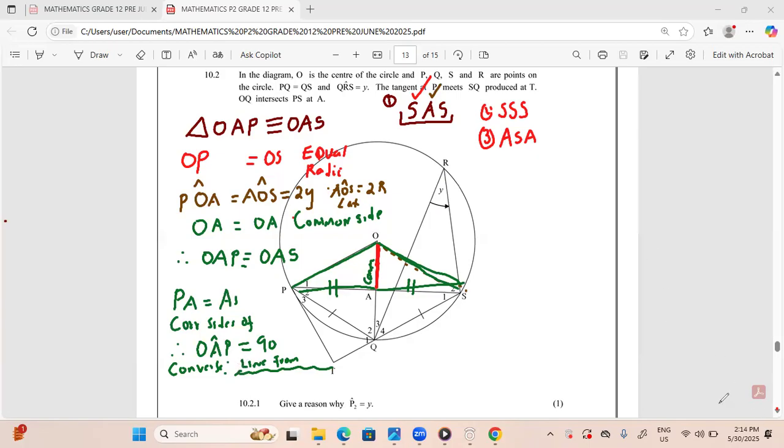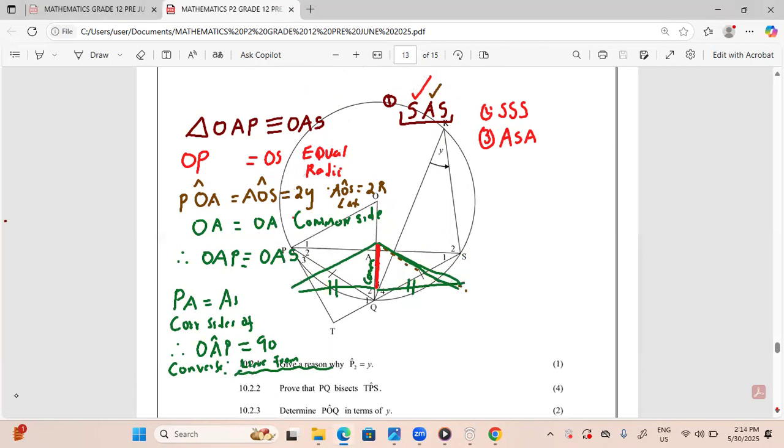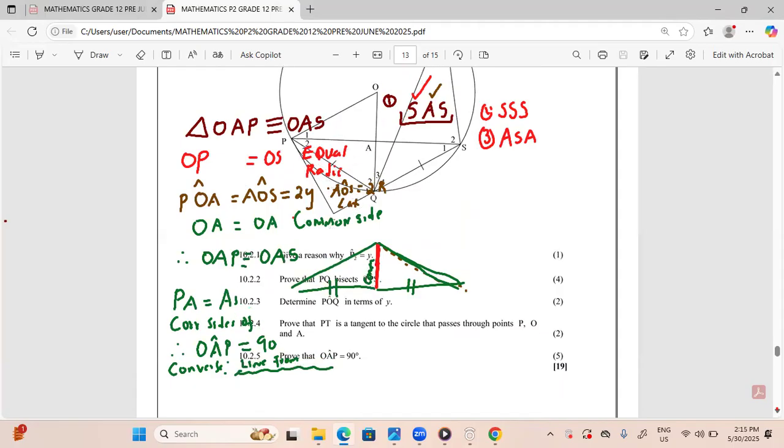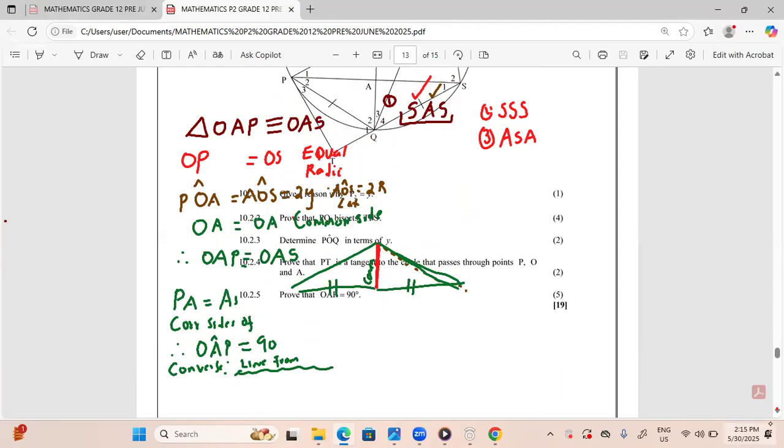Hopefully, this lesson has been very useful in improving your Euclidean geometry. 10.2.5 was a bit of a cruel question, but I'm hoping you will grasp it. All the best with your maths grade 12. Keep practicing. Watch out for the next video where I'll be looking at the other questions. I don't want to make the video too long, so let me just stop with question 10. I will do question 11 separately. Thank you. See you next time.